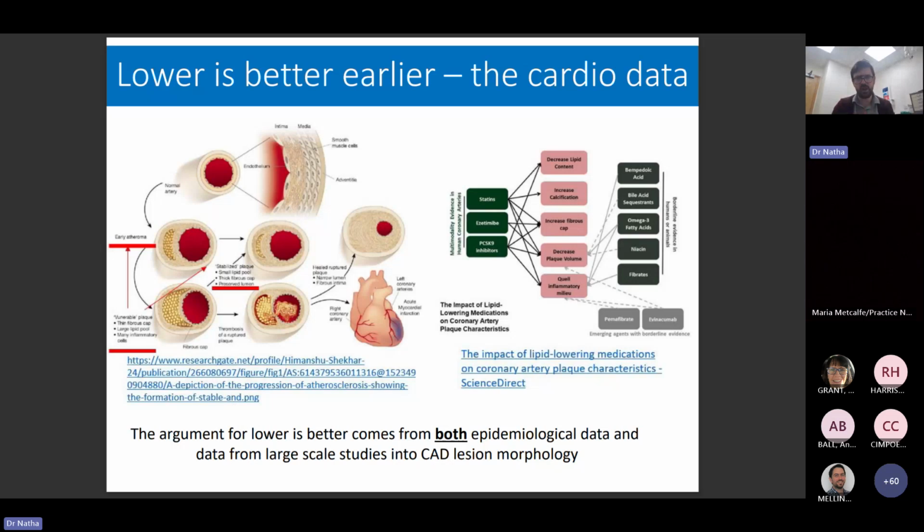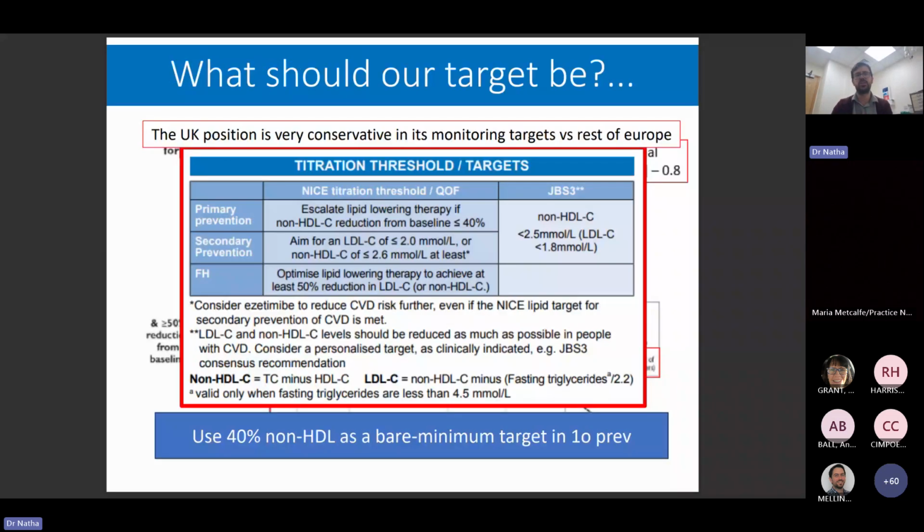So, UK position: very conservative for primary prevention. Hopefully the data that I've just shared with you puts forward a case of why we need to try and get more into a habit of treating lower earlier. Balancing that against medication burden, absolutely. But actually, if we can stop someone from ever having a CVD event by treating them early enough, then that is actually a good use of healthcare resources.